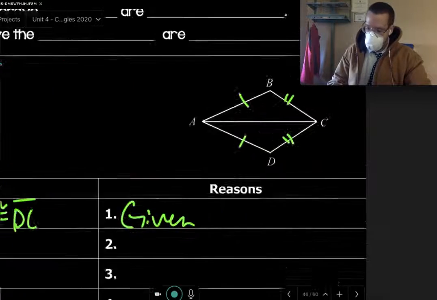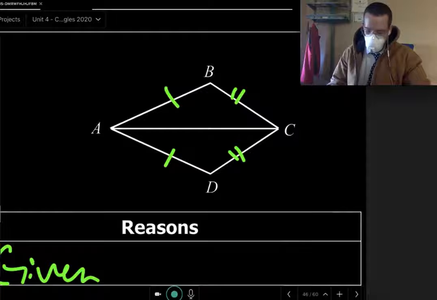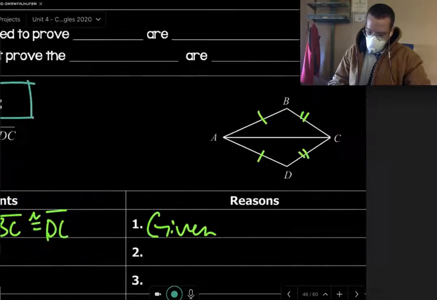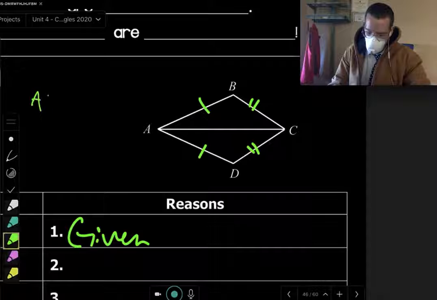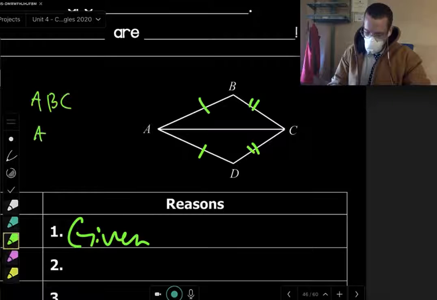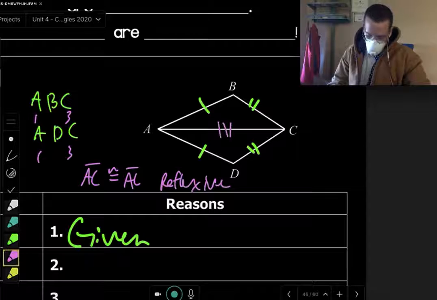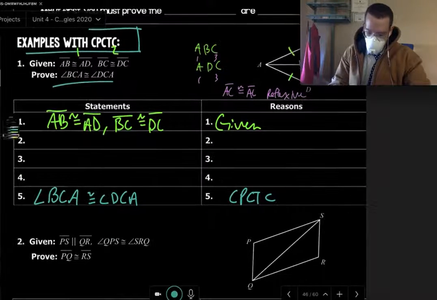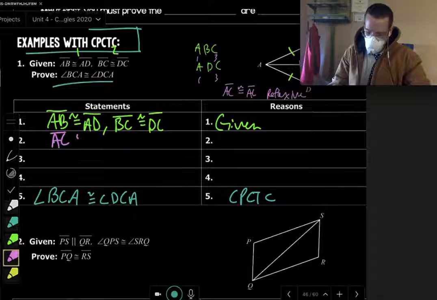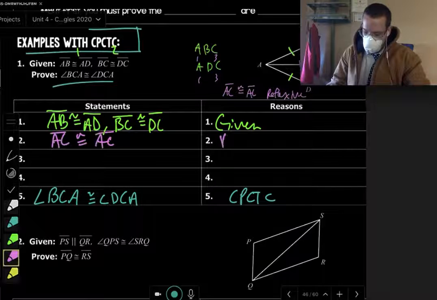I see it already. So the thing here is that we have a shared side. Whenever we have a shared side, we have to think, is this reflexive or is it symmetric? Let's see, congruent parts. So this is A, B, C, and this is going to be A, D, C. It looks like AC, 1 and 3, so this is going to be AC and AC. So this is going to be reflexive. And once we have that, that's our third side, and then we have side, side, side. So we have segment AC is congruent to segment AC because this is reflexive.